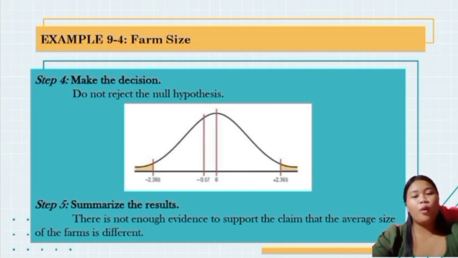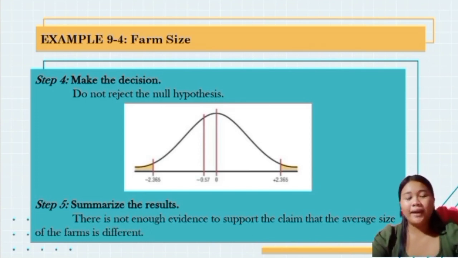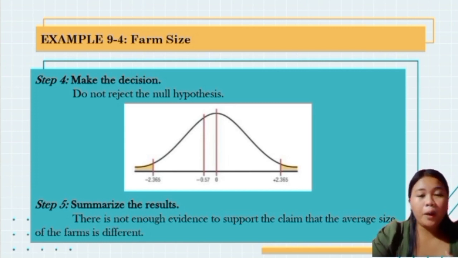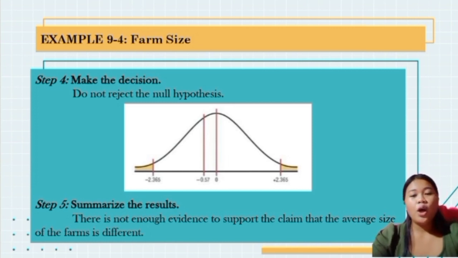Now, we're down to the fourth step. The fourth step is to make a decision. In this problem, our decision is do not reject the null hypothesis, as you can see in the figure. So, step 5, summarize the result. What is the result? In this problem, the result is there is not enough evidence to support the claim that the average size of farms is different. That is, the average sizes of their farms are not different.